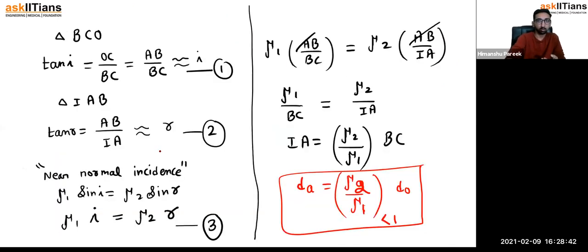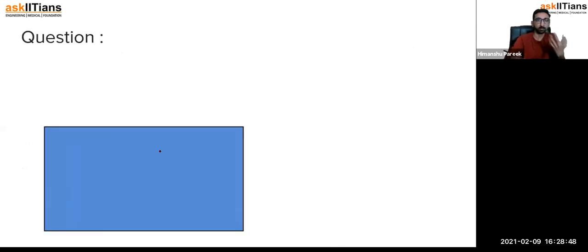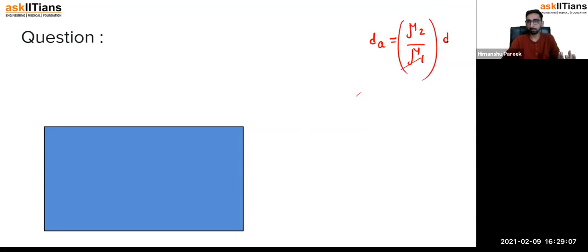Okay. So now that's the basic idea about the apparent depth calculations. So now let me use it. Ultimately, what formula have we got now? That if a light ray is going from denser to rarer, then it would be the ratio of the rarer medium refractive index upon the denser medium refractive index, multiplied by the actual depth. So that's how I remember the formula.